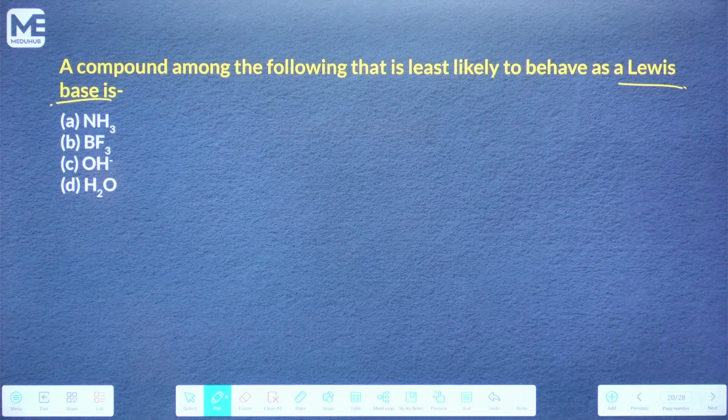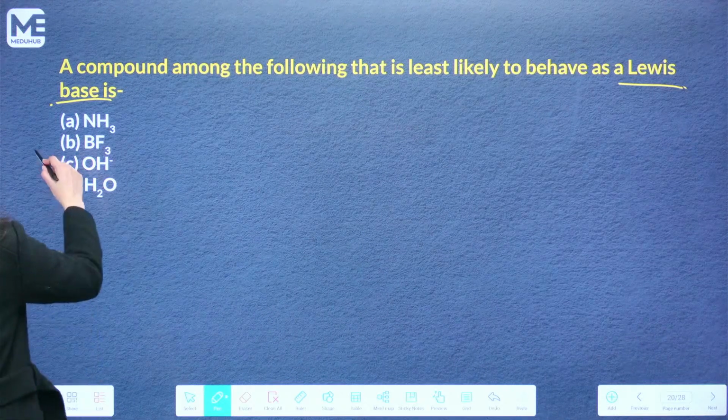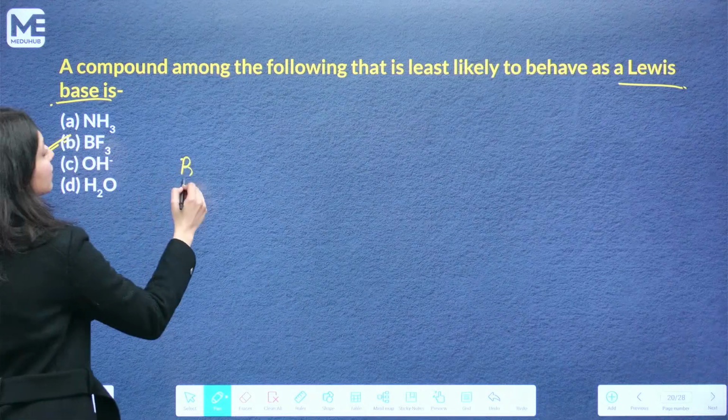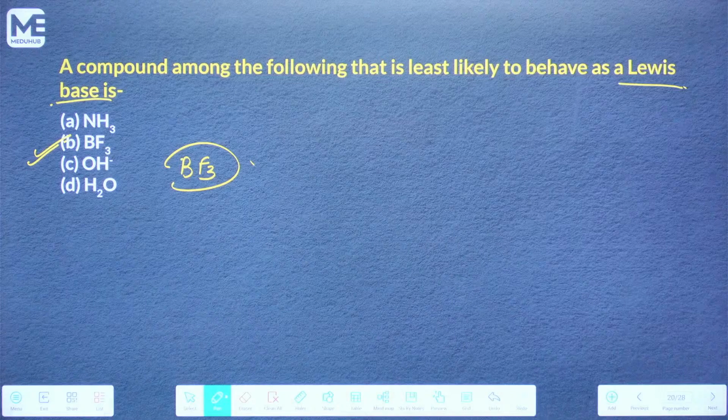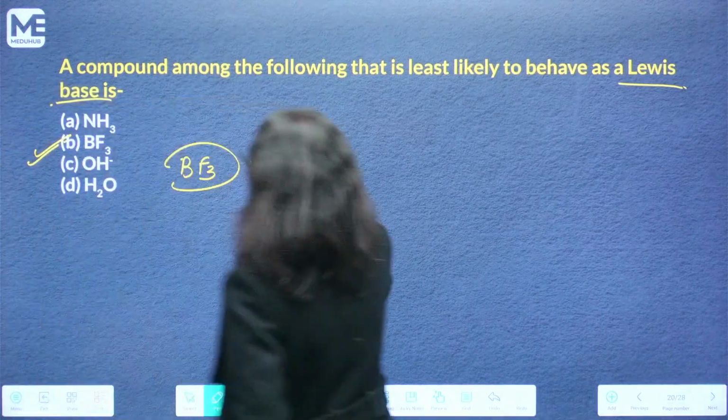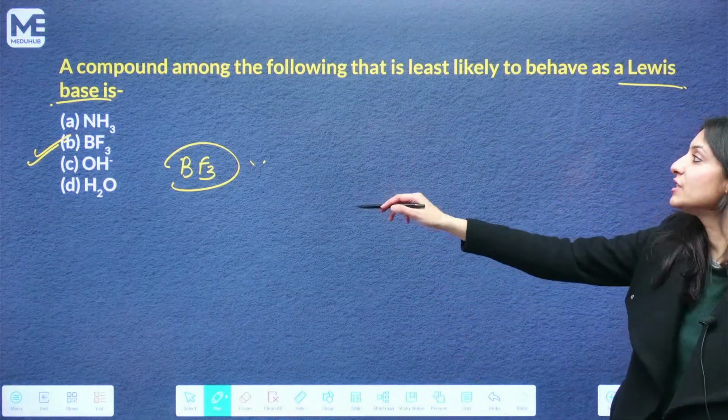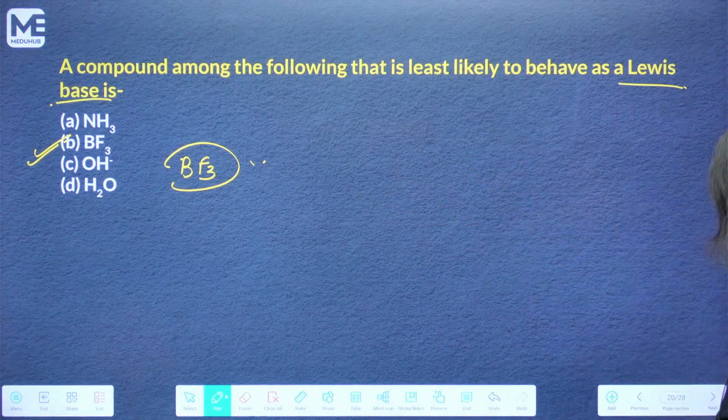Can I have an answer? B. Nonto, it is correct. It's B, BF3. BF3 cannot act as a Lewis base because it is a Lewis acid. Yes, Varshini, it is B. BF3 is the answer. Because it is electron deficient, it will act as a Lewis acid.